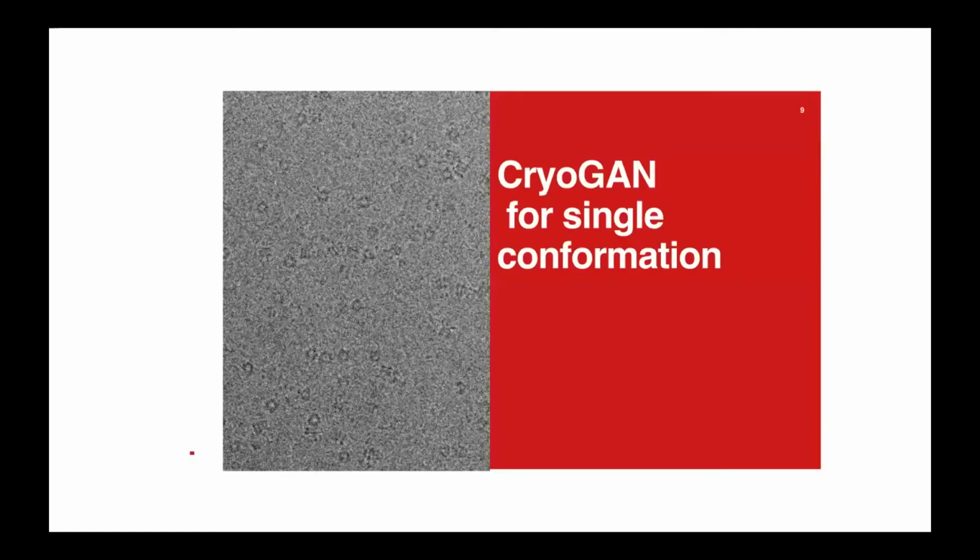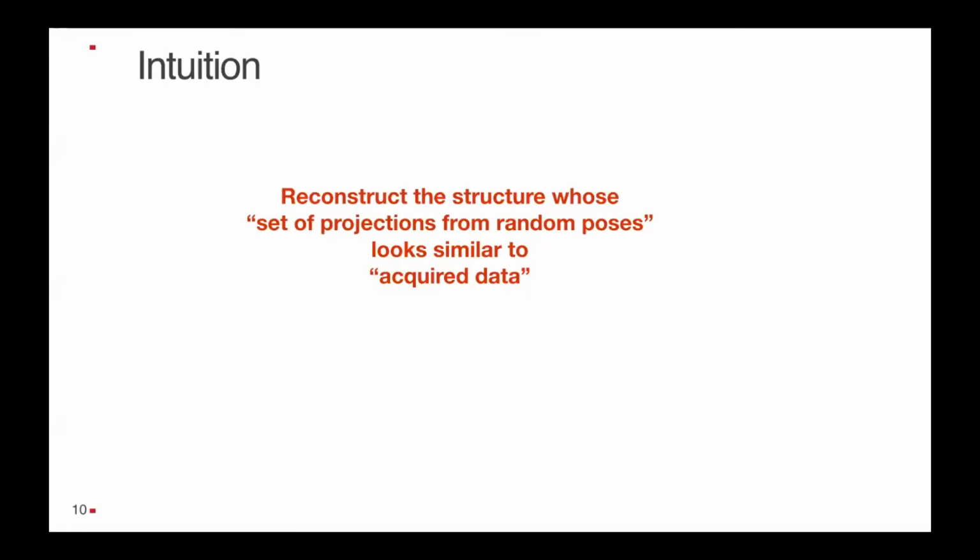So for this, we propose CryoGAN. And the intuition behind CryoGAN is we want to reconstruct a structure whose set of projections from random angles or poses looks similar to the acquired data. So instead of focusing on each projection individually, we look at the whole set of projections altogether. So we don't need to focus on each projection and estimate the poses.